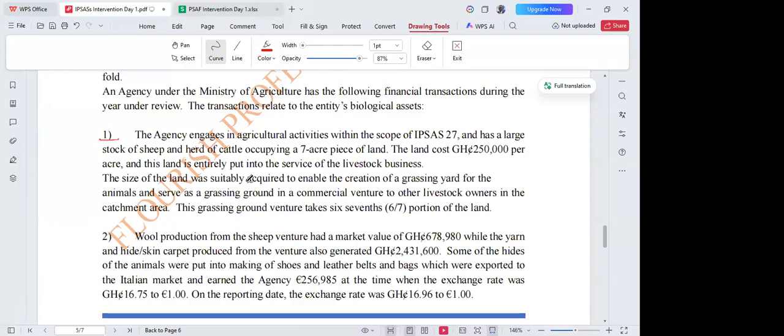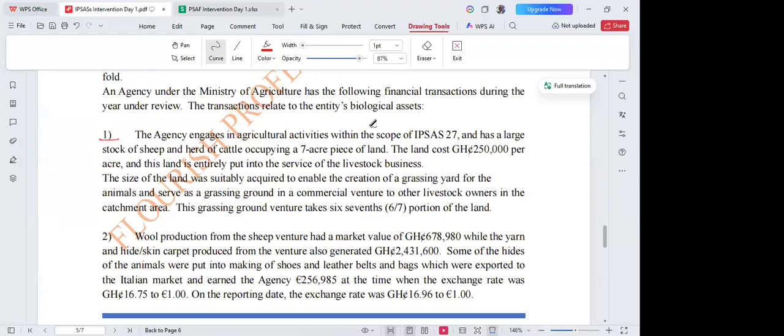The definition of a biological asset is a living animal, right? A living thing. So a living animal or plant is regarded as a biological asset. Over here, the land is not a biological asset. So either you account for the land in line with PPE or investment property. Either the land is a PPE item or an investment property item. So your resultant answer is correct, but land is not a biological asset.